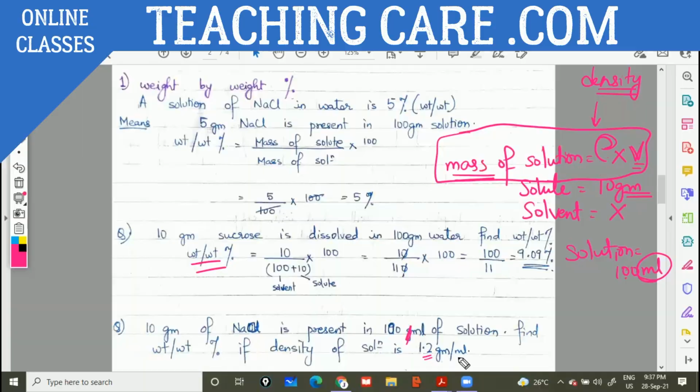What do we have to find? Yes, Ash, what are you saying? We have to find the weight by weight percent. How do we find volume? Volume is given to you, beta. See, the volume of the solution is given, 100 ml. You need to find the mass. So, just do 1.2 into 100, that is 120.